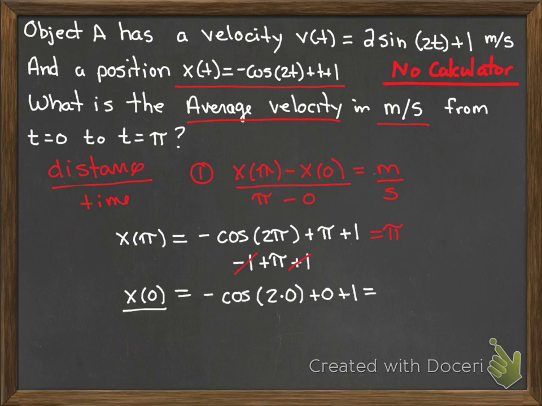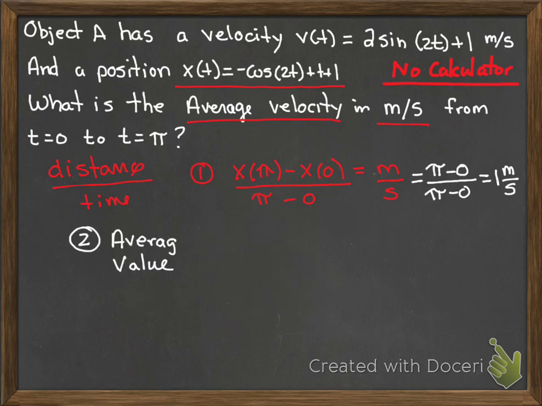Now we'll find the position when time is 0. Well, this is also going to be negative 1, because cosine of 2 times 0 is cosine of 0 or 1, plus the time of 0 plus 1. So now we have a time of 0. So plugging into this equation up top, we're going to have pi minus 0 all over pi minus 0 for an average rate of change, or an average velocity of 1 meter per second.